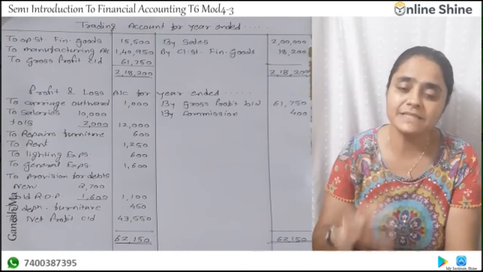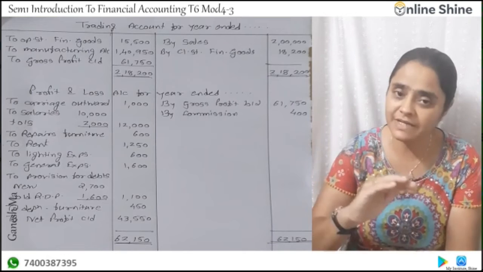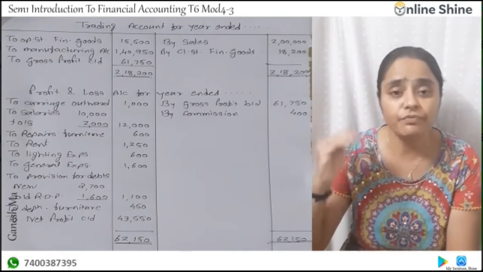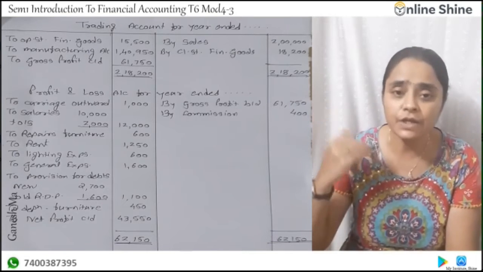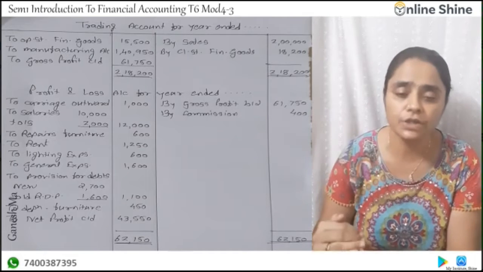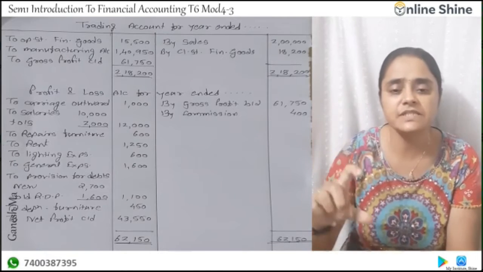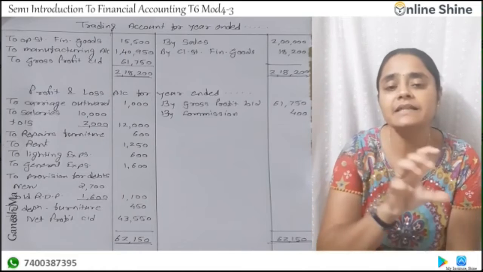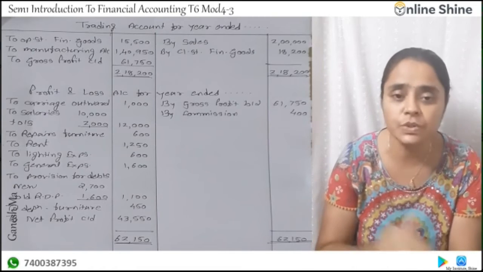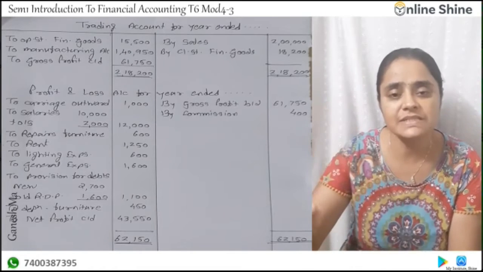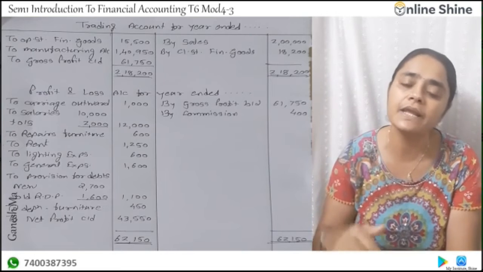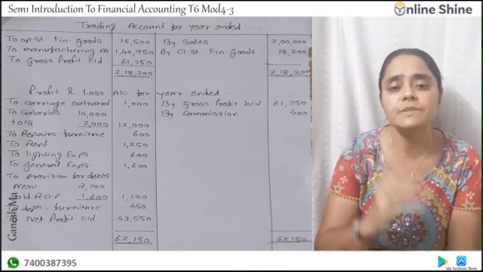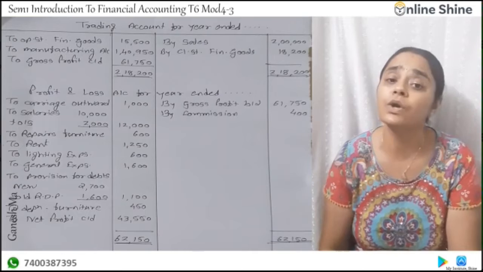So the exact formula will be bad debts, whatever has been given. In that you will add your further bad debts. After that, you will add your new RDD and then you will deduct your old RDD. Whatever items are given, you will give effect to them and the balance will come in your P&L account. So here, from new RDD of 2,700, you are deducting your old RDD of 1,600. So the balance of 1,100 will come in your P&L account.